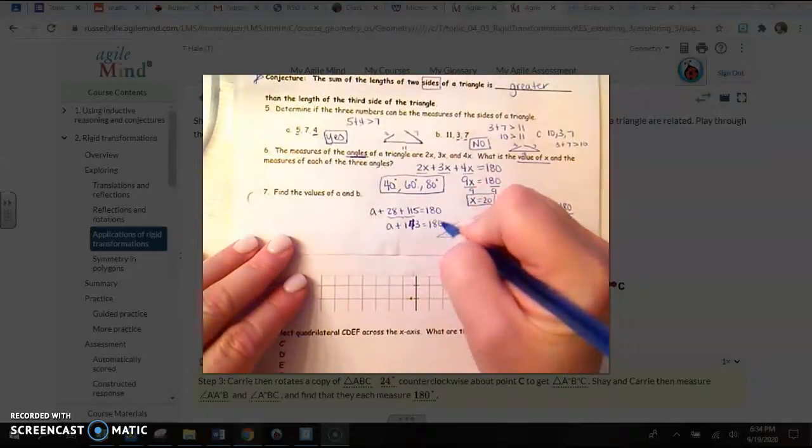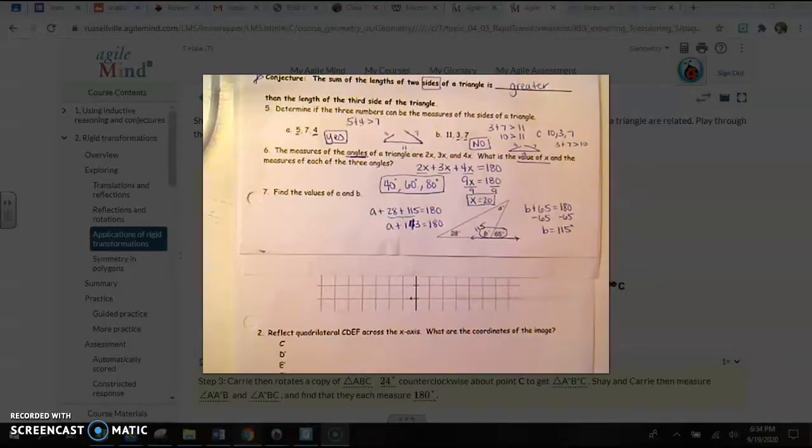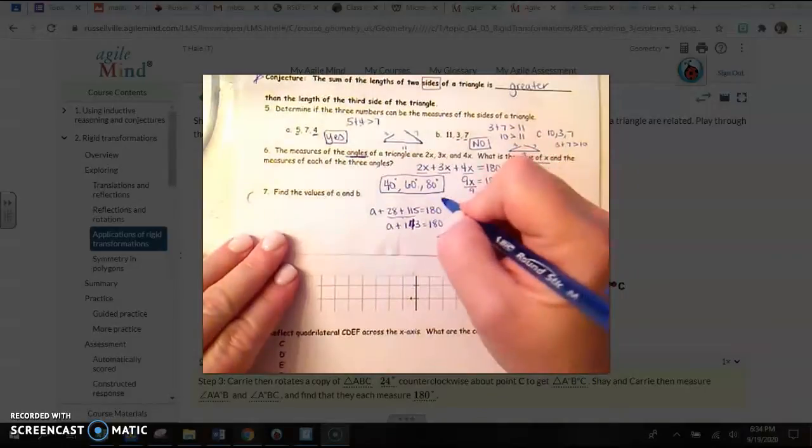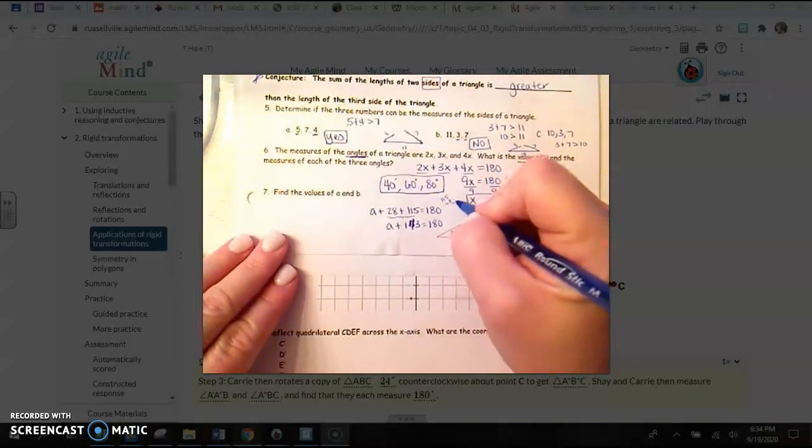Okay, so 28 and 115 make, was I right the first time? Good night, guys. Maybe I should just write this down. 13, 3, 4. No, I'm right.